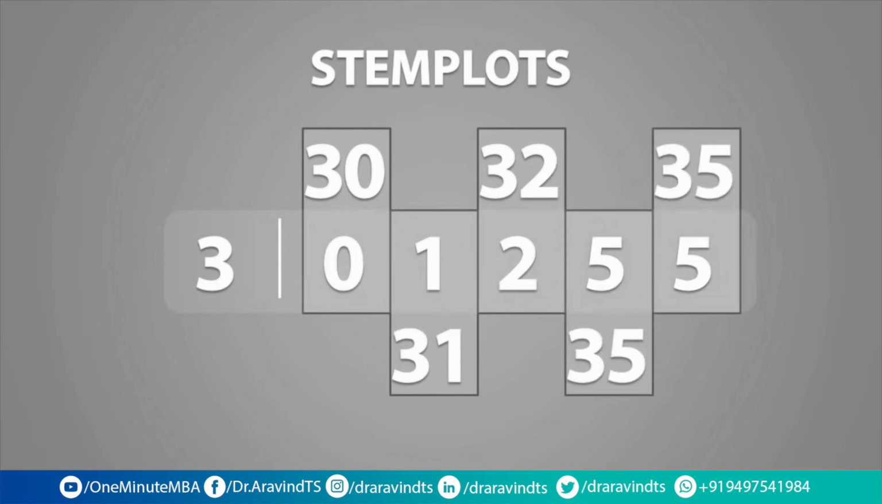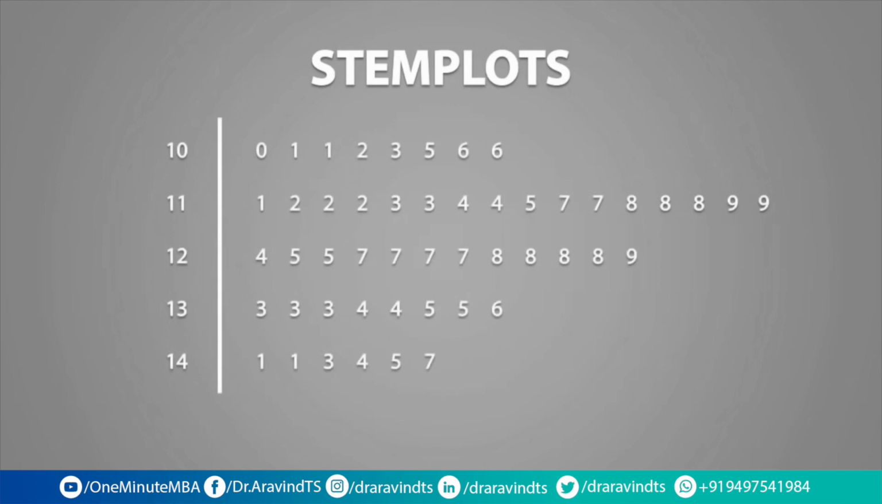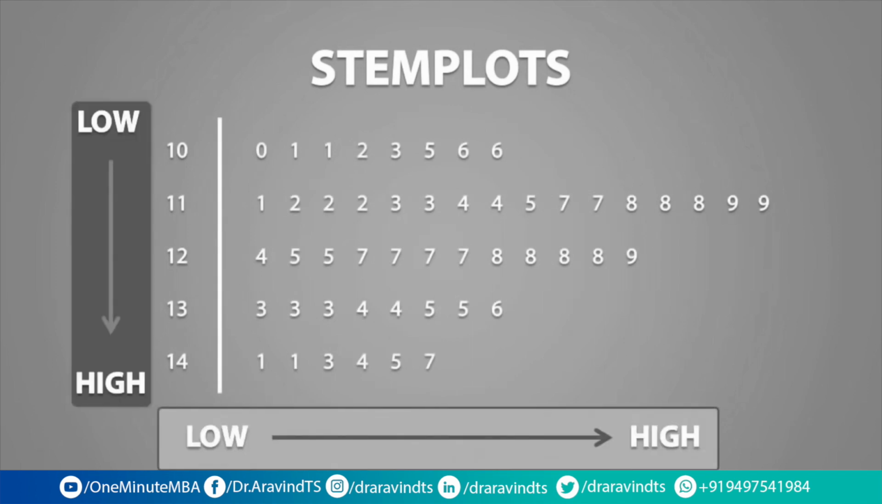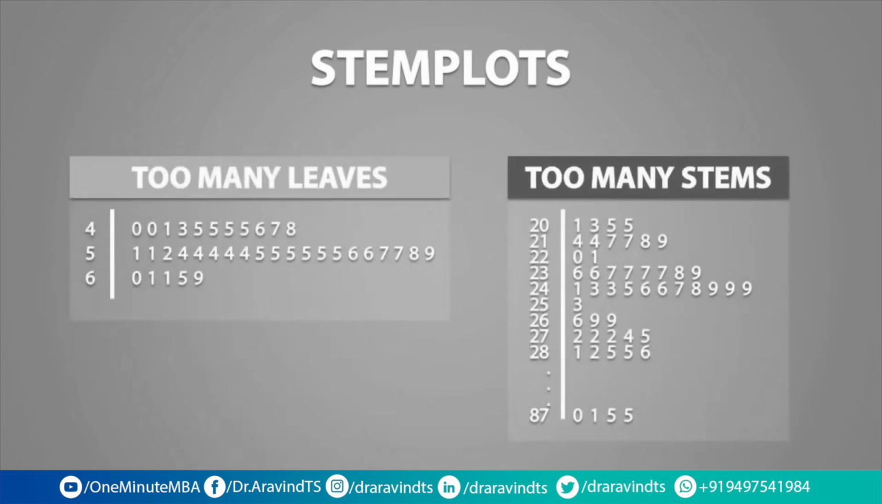Notice how stem plots are constructed. Stems go down from low to high, and leaves extend outward from low to high. Depending on the dataset we are working with, sometimes we can get stem plots with too many leaves and we can get stem plots with too many stems. When this happens, we might not get a nice picture of the distribution, and as a result, we may not be able to get much information out of it.